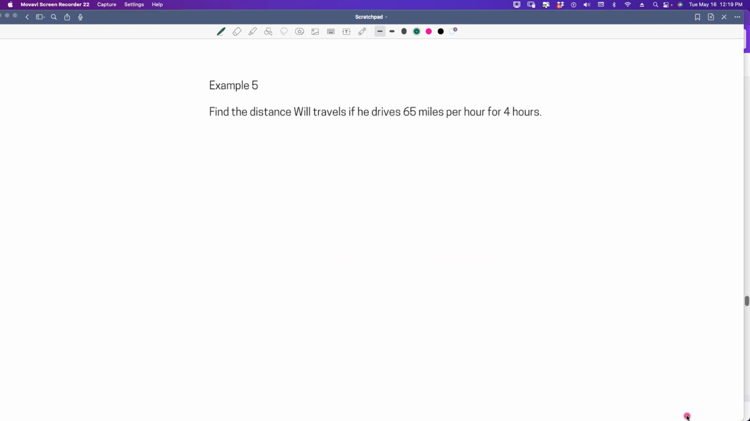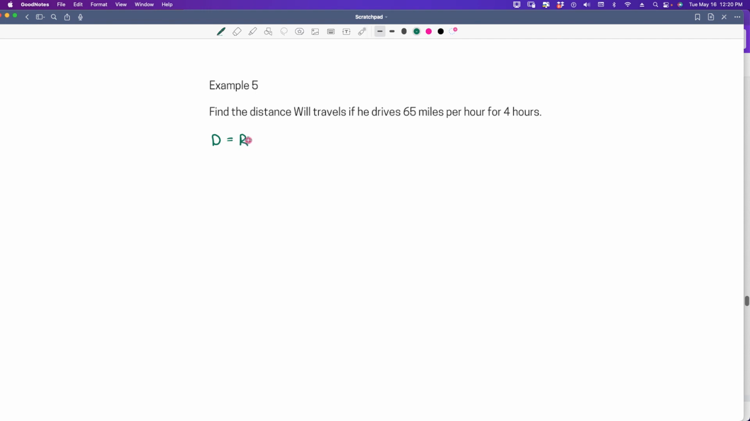So in example 5, we need to find the distance Will travels if he drives 65 miles per hour for 4 hours. So this is what we call a dirt problem. A travel problem is a dirt problem because distance is defined as the rate times the time. So the speed times the time gives you your distance. And if you squint really hard, this might sort of look like an I, and it would spell dirt. So that's how I remember it, is that we travel over dirt.